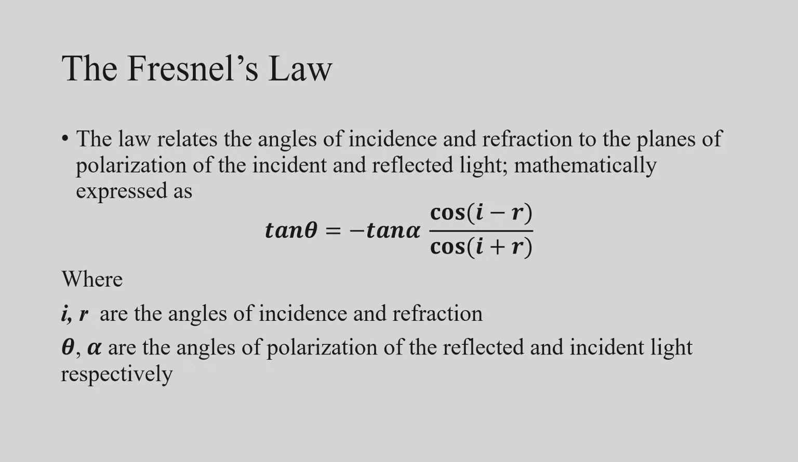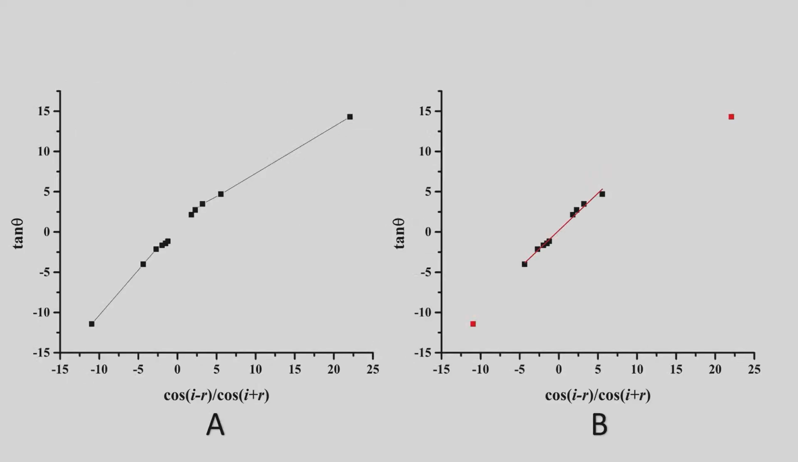Next up, we have Fresnel's law. The law relates the angles of incidence and refraction to the polarization of incident and reflected light, and is given by the equation tan theta is equal to minus tan alpha cos of I minus r by cos of I plus r. So it has the same experimental setup, but what we've noticed is at the Brewster's angle there seems to be this discontinuity in the curve or the straight line.